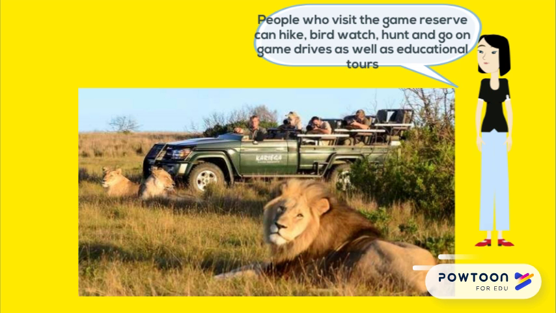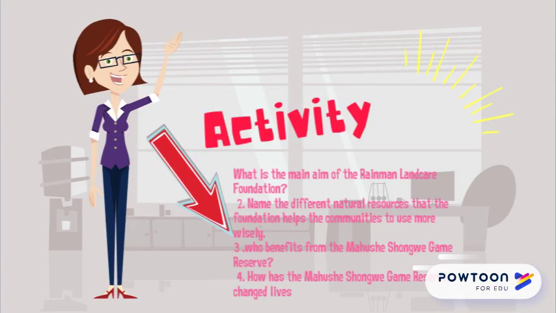Now, wizards, we have the following activity for you to complete. Number 1, what is the main aim of the Rainman Land Care Foundation? 2, name the different natural resources that the foundation helps the communities to use more wisely. 3, who benefits from the Mahashe Shongwe Game Reserve? 4, how has the Mahashe Shongwe Game Reserve changed lives?